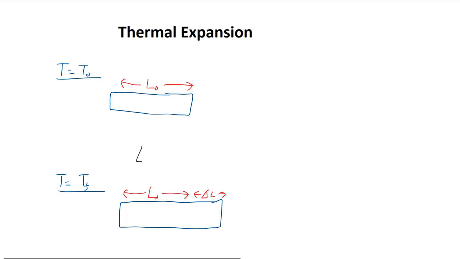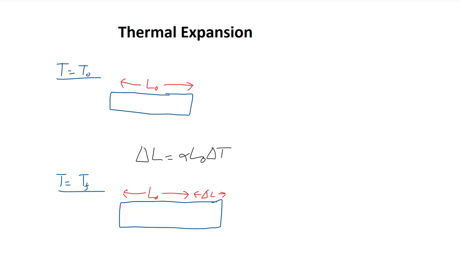Overall, the change in length of the rod, delta L, is given as follows. That change in length is equal to alpha, which is known as the coefficient of linear expansion, multiplied by the original length L sub 0, multiplied by the change in temperature. The coefficient of linear expansion alpha is the factor that is associated with the material of the rod. Alpha is different dependent upon what the rod is composed of.